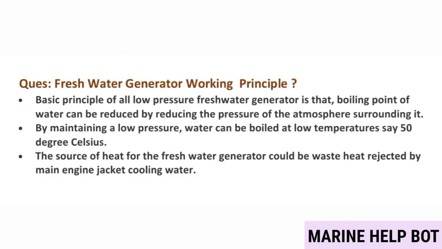Now moving towards our first question, freshwater generator working principle. The basic principle of all low pressure freshwater generators is that the boiling point of water can be reduced by reducing the pressure of the atmosphere surrounding it. By maintaining a low pressure, water can be boiled at low temperatures, say 50 degrees Celsius. The source of heat for the freshwater generator could be waste heat rejected by main engine jacket water cooling.